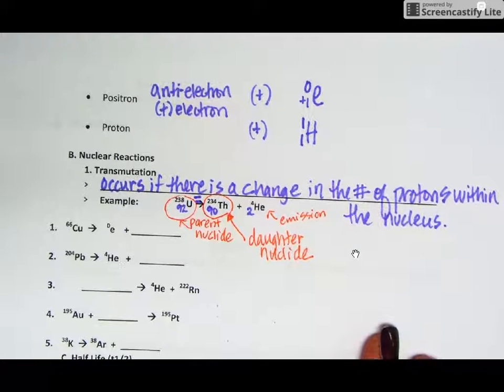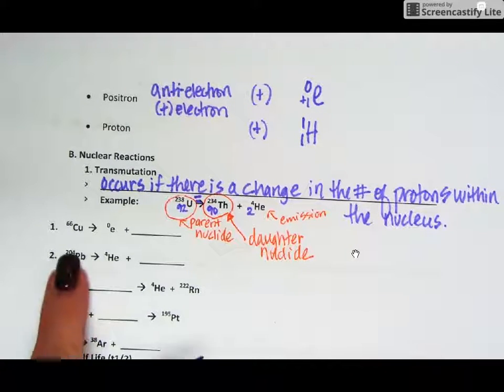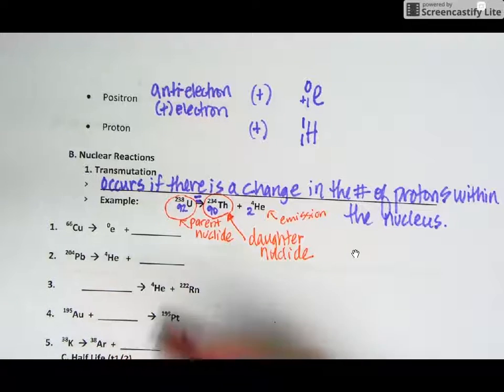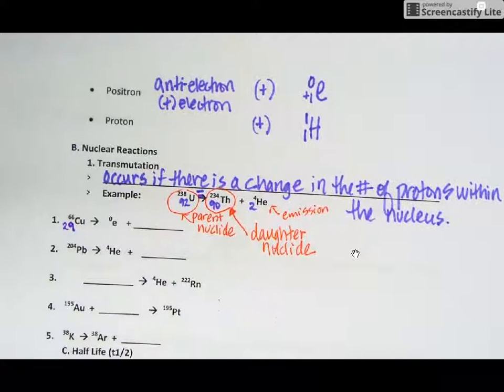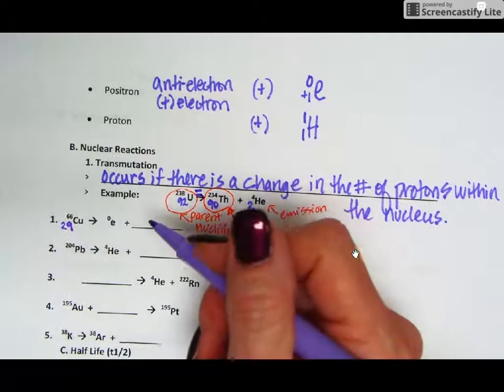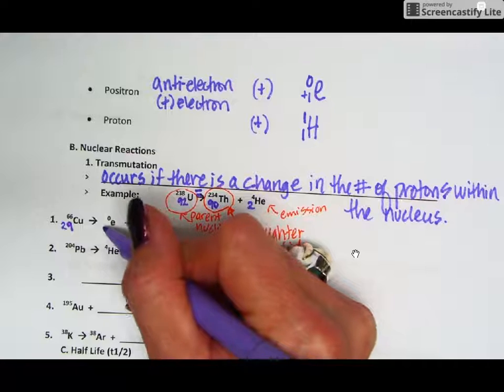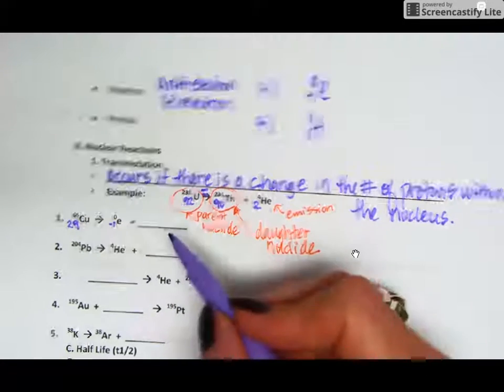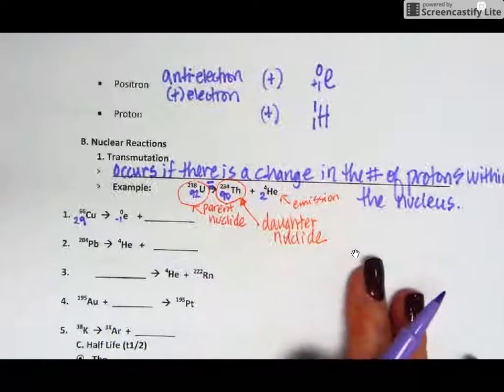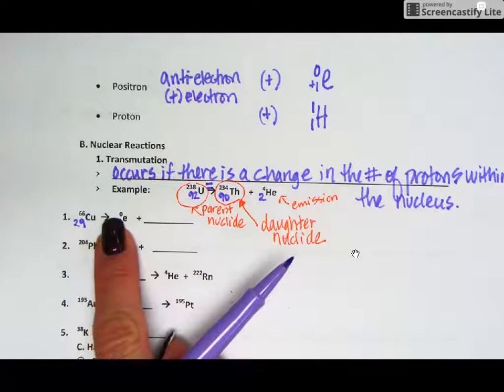So let's take a second to look at this first example. This is copper 66 over 29. You're going to need to fill that in. And you'll need your periodic table for this as well, so make sure you have your periodic table out. This is emitting a beta particle. I'll put it here, a beta particle. So let's figure out what the daughter nuclide is going to be. Here's your yield sign, your equal sign.